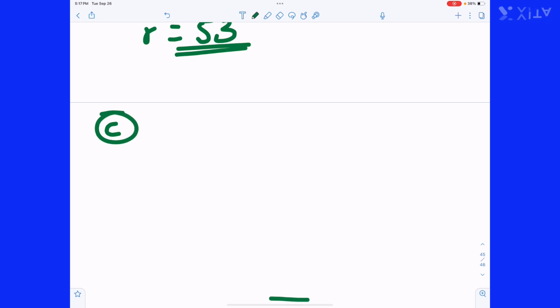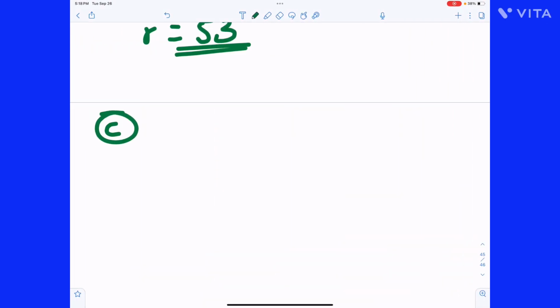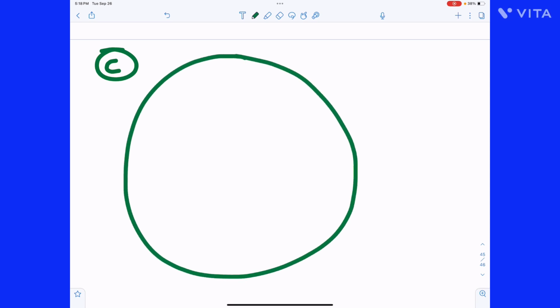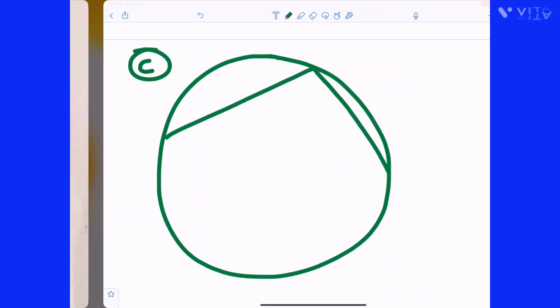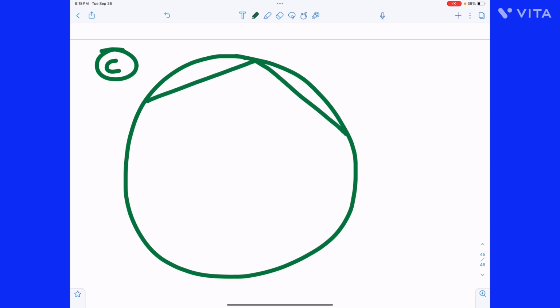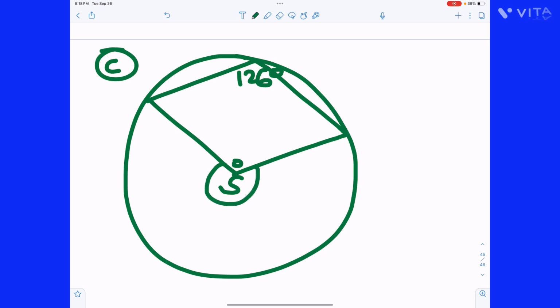Moving on. Question C. What does question C say? 126, S. Okay, that's pretty simple. Let me try and move this upwards a bit. This is 126 degrees, and this is S. This is the center of the circle. There's an angle mark here.